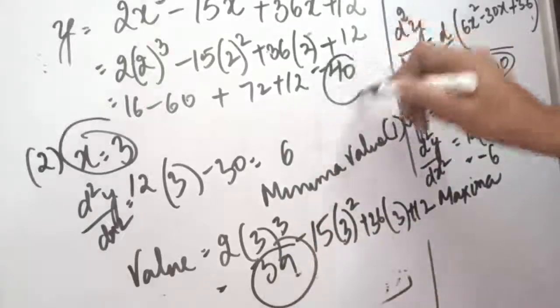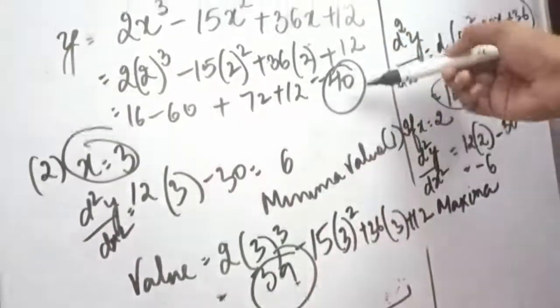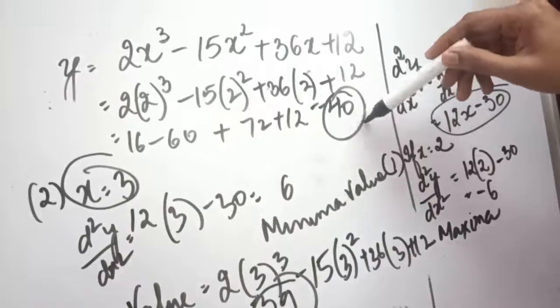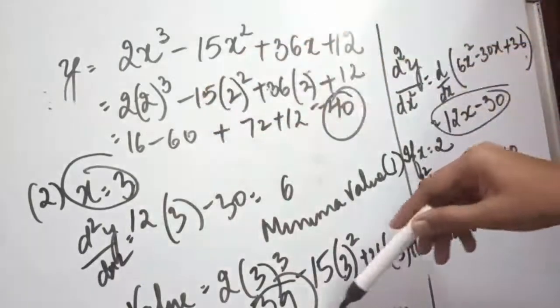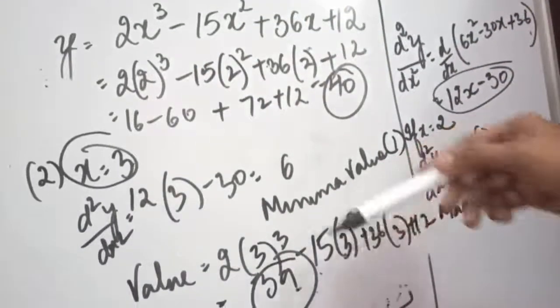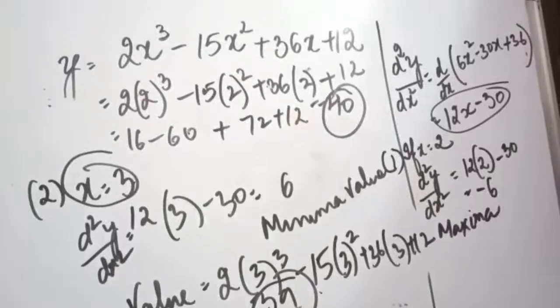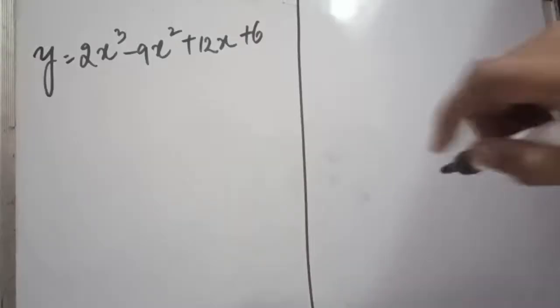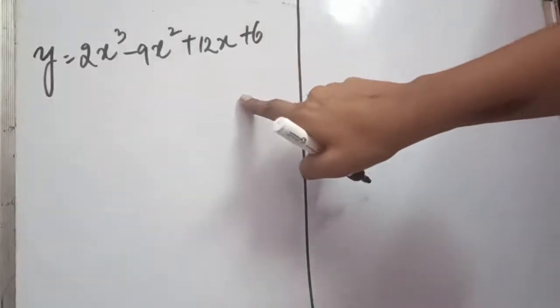So these are the two values that we got. From the maxima value we got 40. From the minima value we got the answer 39. Now let us have a look at this example of maxima and minima.